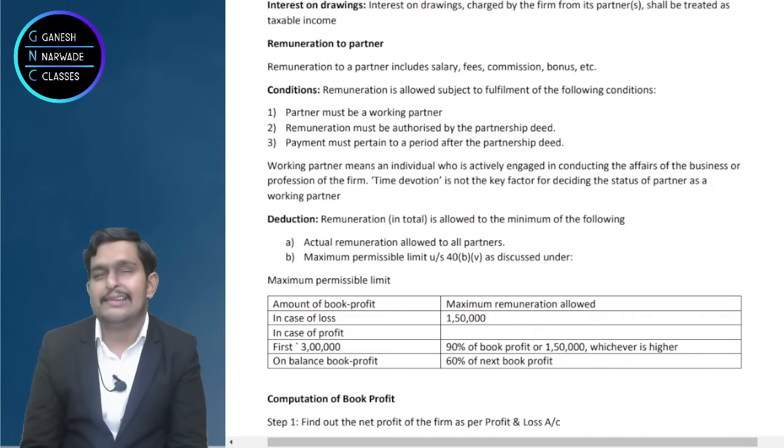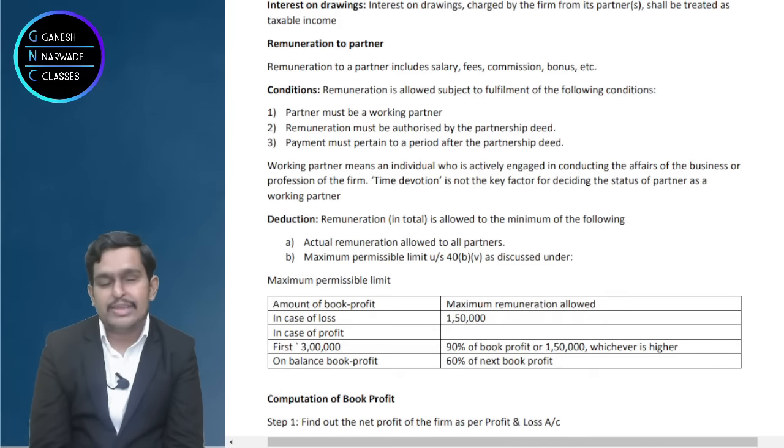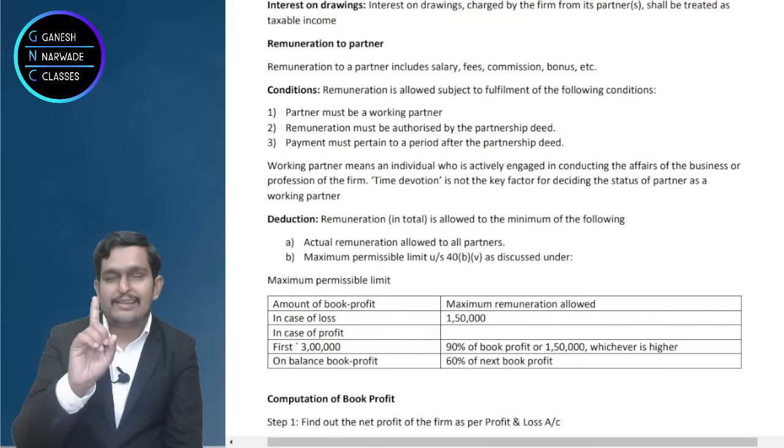Do we pay salary for sleeping? No, we don't, brother. Right? For sleeping, no salary. Only to the working partners the salary is paid. So basically what I said, remuneration is allowed only to working partners.